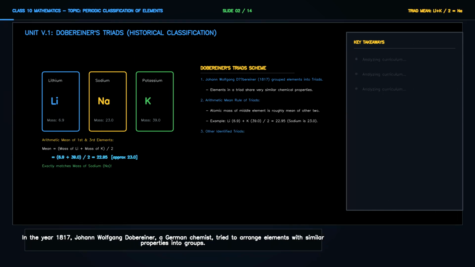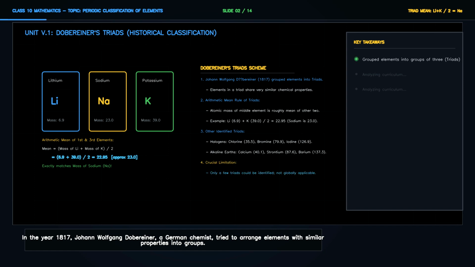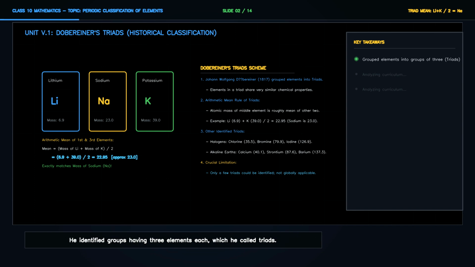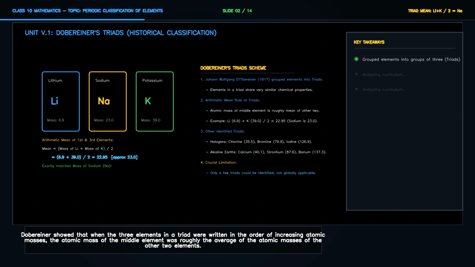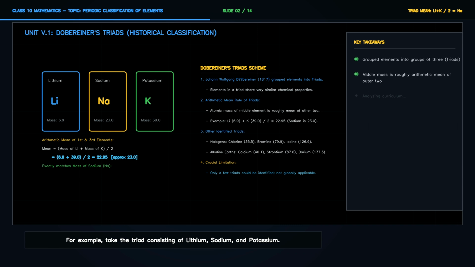In the year 1817, Johann Wolfgang Dobereiner, a German chemist, tried to arrange elements with similar properties into groups. He identified groups having 3 elements each, which he called triads. Dobereiner showed that when the 3 elements in a triad were written in the order of increasing atomic masses, the atomic mass of the middle element was roughly the average of the atomic masses of the other 2 elements.